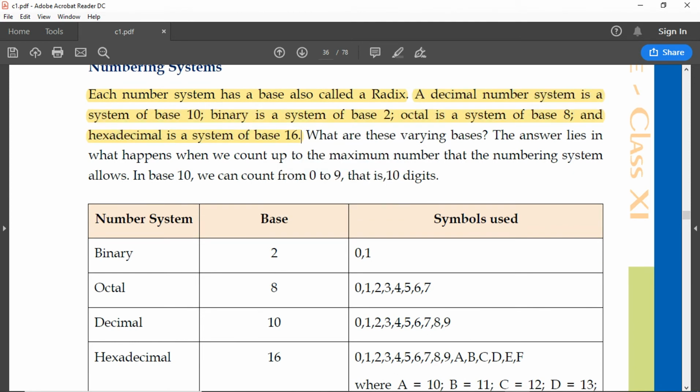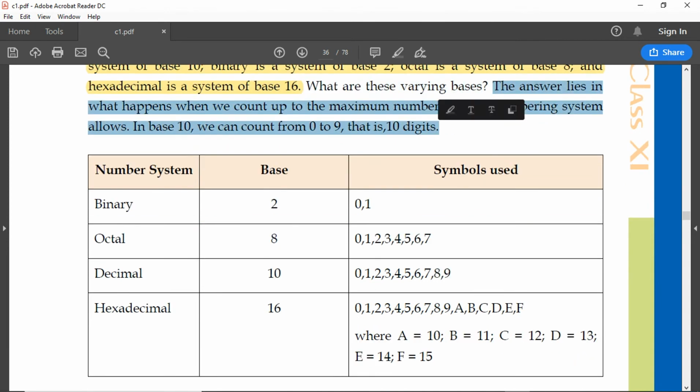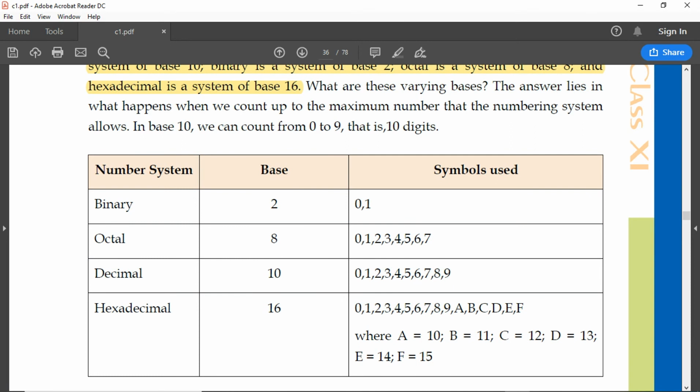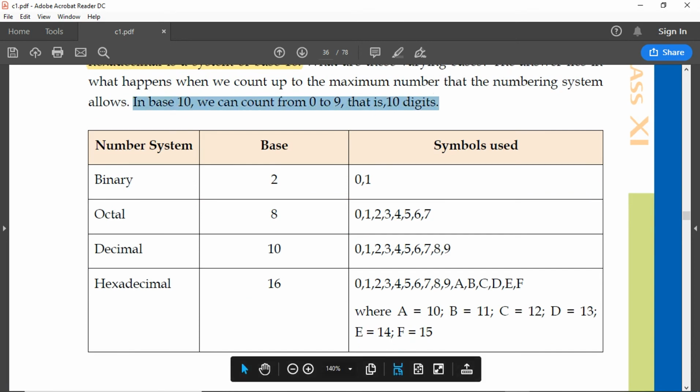What are these varying bases? The answer lies in what happens when we count up to the maximum number that the numbering system allows. In base 10, we can count from 0 to 9, that is 10 digits.